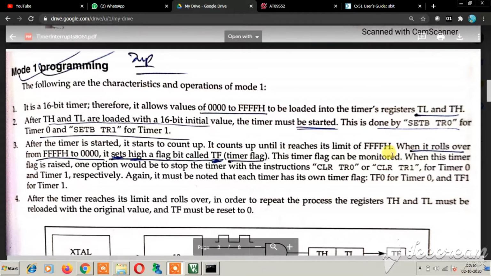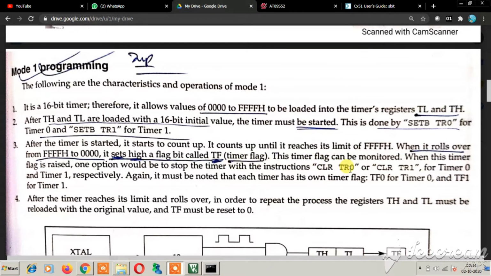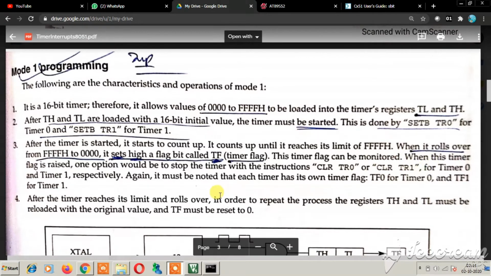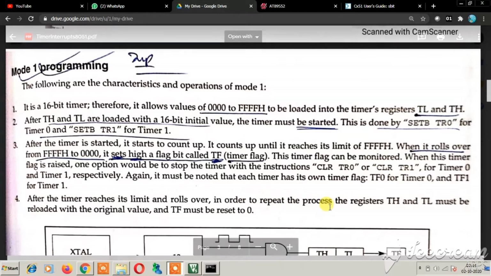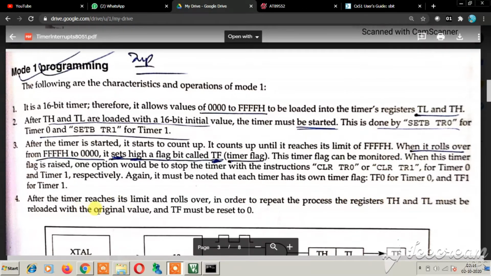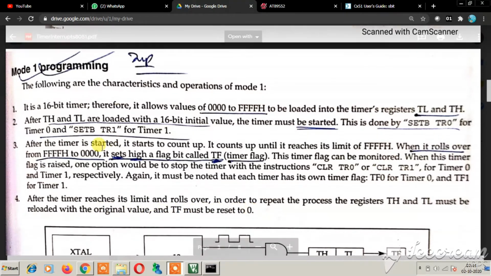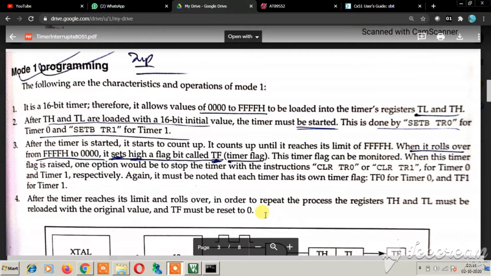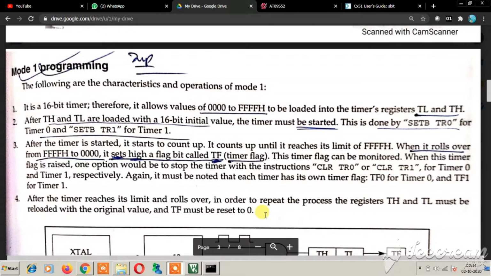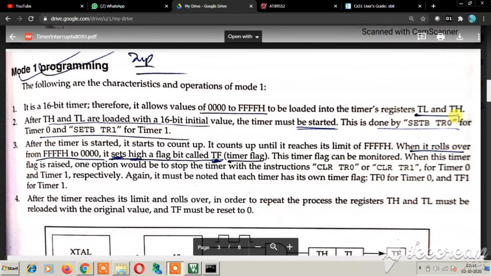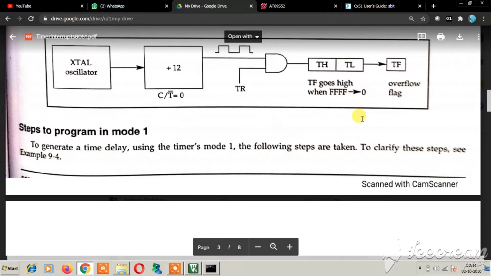The timer flag can be monitored. When this flag is raised, one option would be to stop the timer with the instructions CLR TR0 or CLR TR1 for timer 0 and timer 1 respectively. After the timer reaches the limit and rolls over, in order to repeat the process, the registers TH and TL must be reloaded with the original value, and the TF must be reset to 0. I think this is very clear-cut English, and there is nothing hard that you cannot understand. You just need to read them and remember these facts. There's nothing much complicated here.